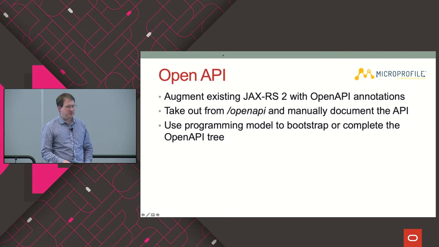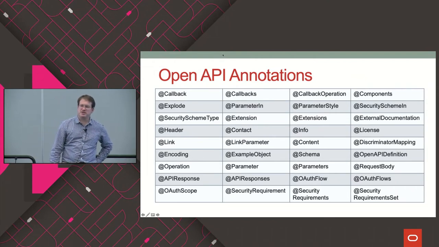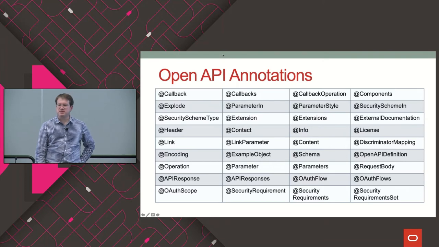And so you can use a programming model to bootstrap the completed API tree. I'm not going to go over each one of the annotations. I just threw this in here so that you could see all the different annotations that you can add to your JAX-RS services. It's a fairly robust and large set of annotations.